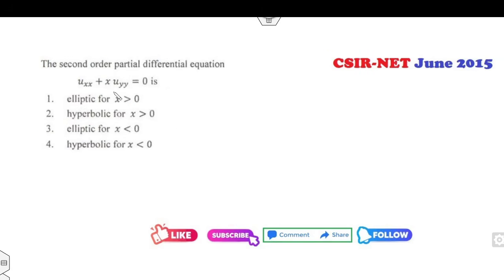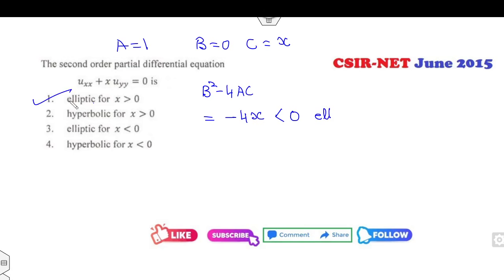The second order partial differential equation, that's again very simple. I can start with the b square minus 4ac. b is my 0, clear? a is my 1, c is my x. So it is my minus 4x. Elliptical when x is greater than 0. When x is greater than 0, this number is less than 0, that is elliptical, yes.